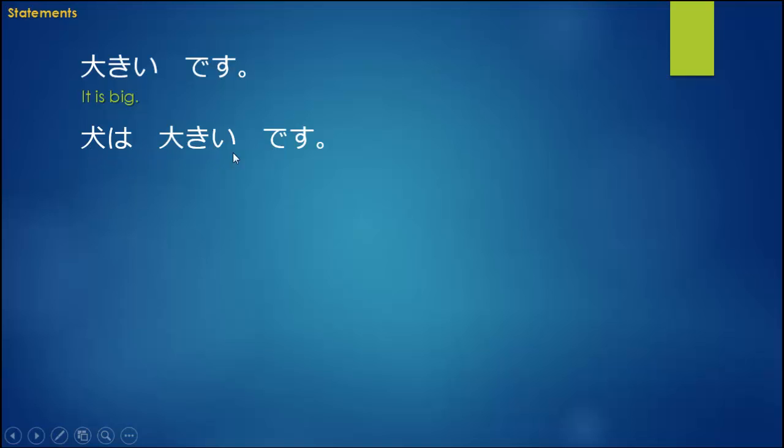犬は大きいです. Okay, so we're talking about the subject here, 犬, the dog. は, as for the dog. 大きいです. The dog is big. 私の犬は大きいです. Watashi meaning I, watashi no meaning my. So my dog, as for my dog, 大きいです. It's big.